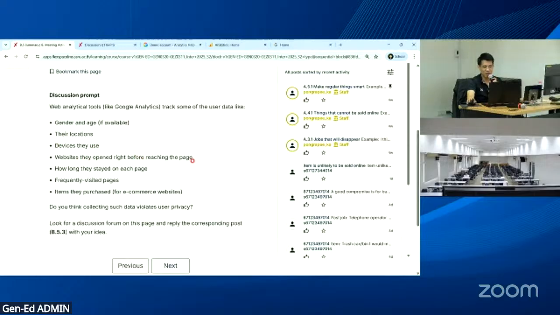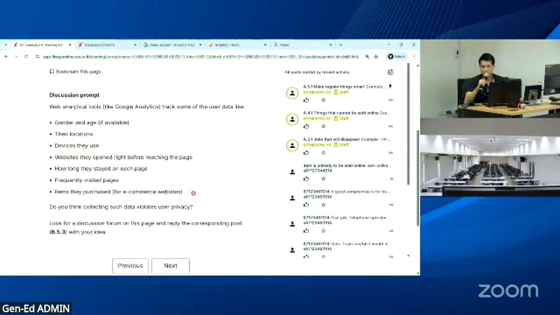Websites they open right before reaching your page. Before they click and go to your page, the tools can get information about what website they visited before. How long they stay on each page, the frequently visited pages, and the items they purchase on an e-commerce website: web analytical tools can catch a bunch of information from each customer visit.